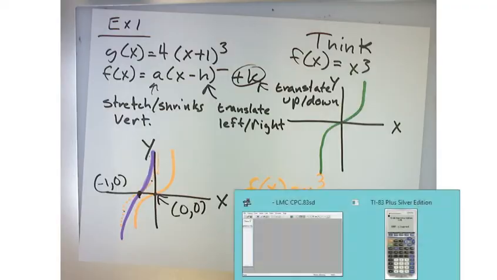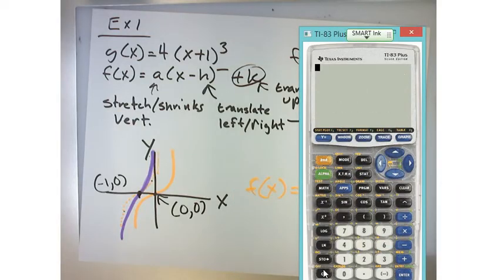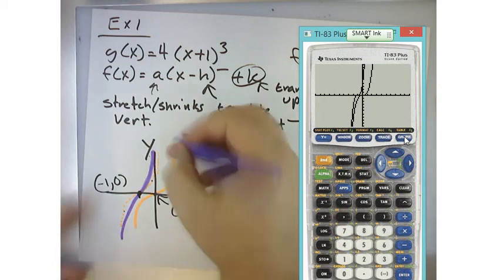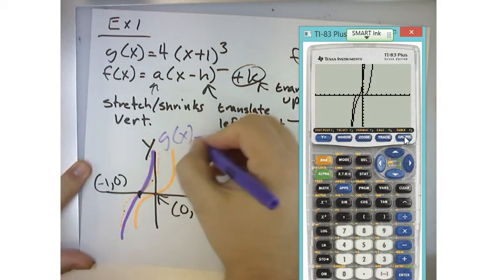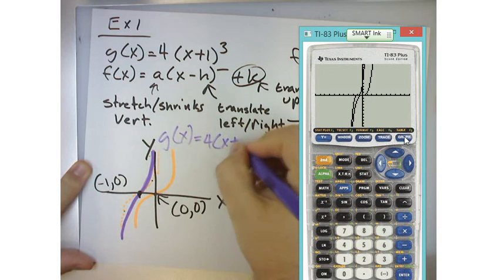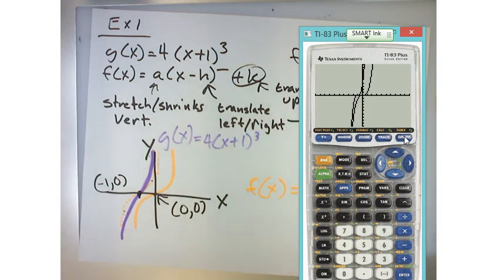So I have the parent function in this case is x cubed, and then I'm going to say 4 times the quantity x plus 1 raised to the 3rd power. It's pretty accurate, isn't it? You guys should be able to do that at some point in time. Does anyone have any questions? No? Good.